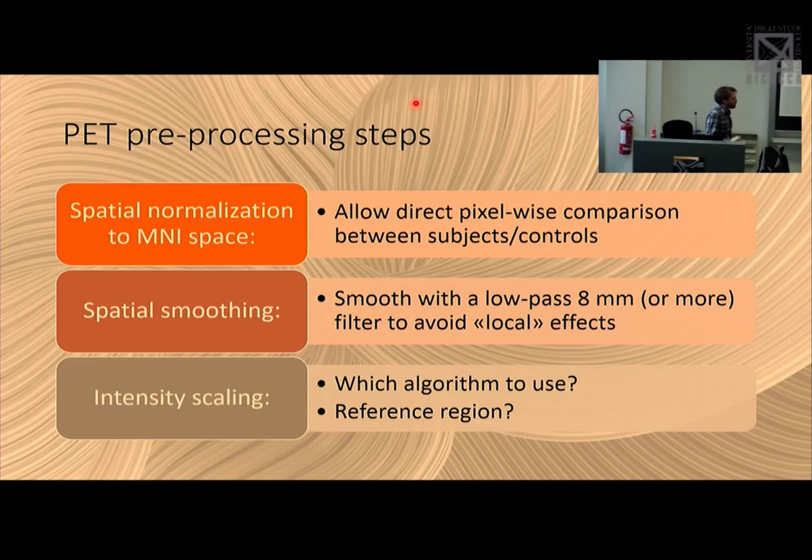And how do you do that? It's pretty up to you, let's say. You can scale the intensity to some reference region. You can use either the whole brain, which means scaling to the mean of all the image. This makes a lot of sense. Or you can use regions which have been proven not to be affected by some specific pathologies.